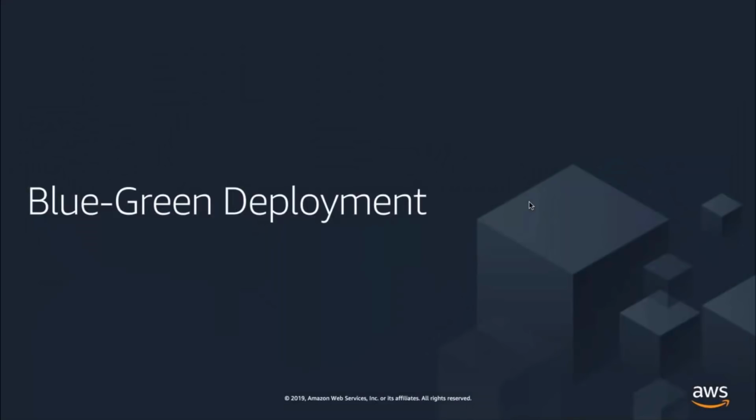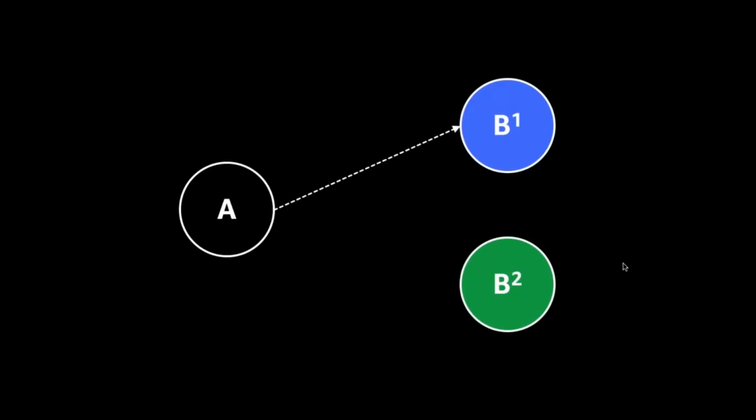So first I'll cover Blue/Green Deployment. And in this model, I've got two services, A and B. And what I want to do is roll out a new version of B. And I want to be able to switch traffic over from, in this case, B1 over to B2. And this is 100% switch over. And when I switch over to B2, there's no more traffic going to B1.